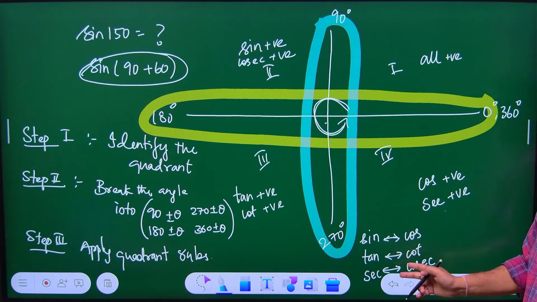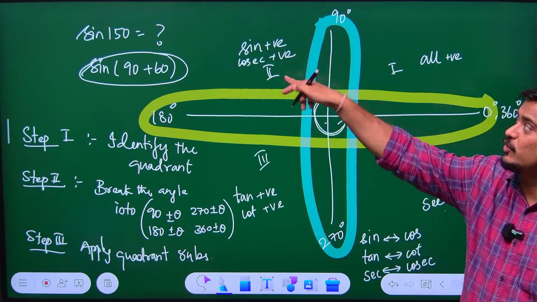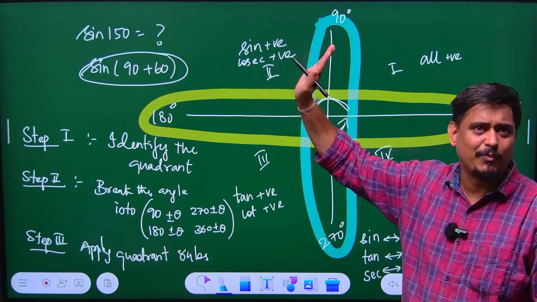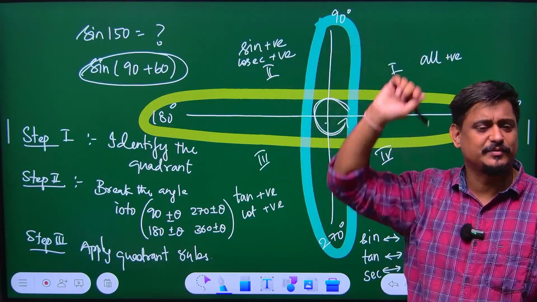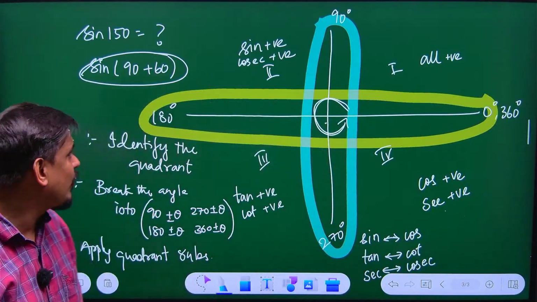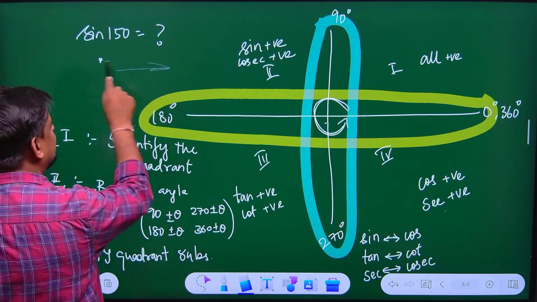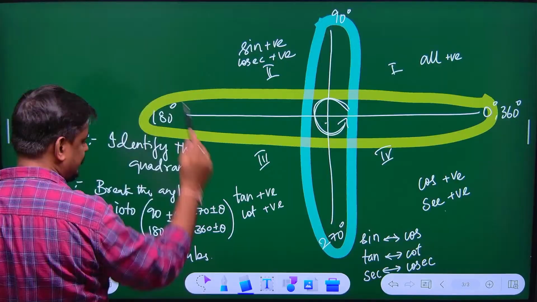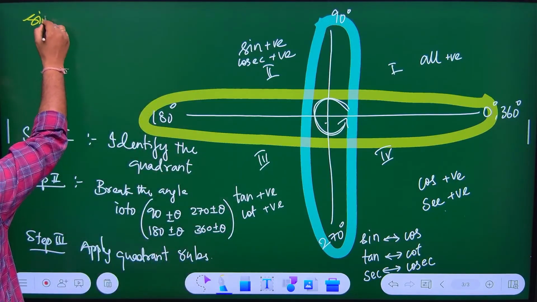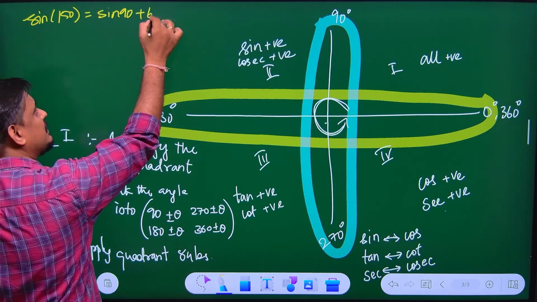Second thing is, you have to check whether its sign is positive or negative by this rule. Sine positive, cosec positive, any other ratio negative. Let us take the example of sine 150 degree. Sine 150 became what plus what? Sine 90 plus 60, isn't it? So I am writing it here: sine 150 as sine 90 plus 60.